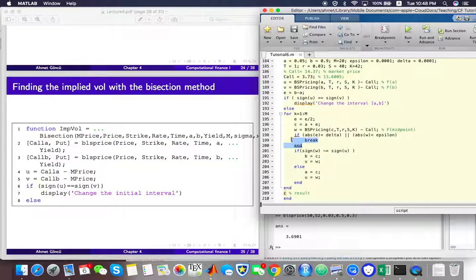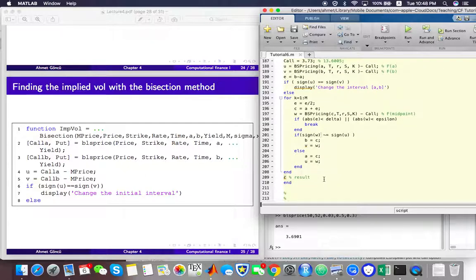So we have the stopping criteria in these highlighted lines of code, and you can also notice that depending on whether the change of sign is in the left half or in the right half, we can redefine these endpoints and continue to the next iteration until we achieve these stopping criteria, or we reach the maximum number of iterations, which is this capital M. At that point, we will get out of the for loop and return the result to the user.